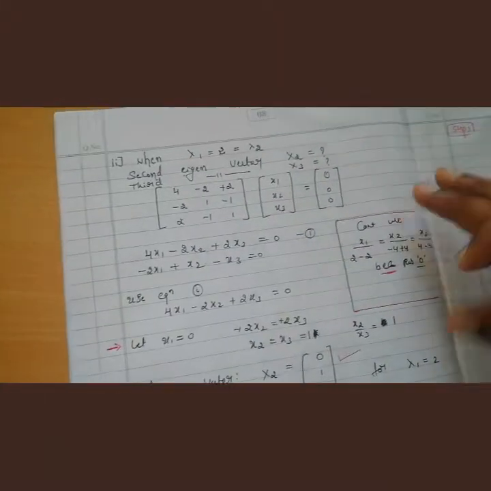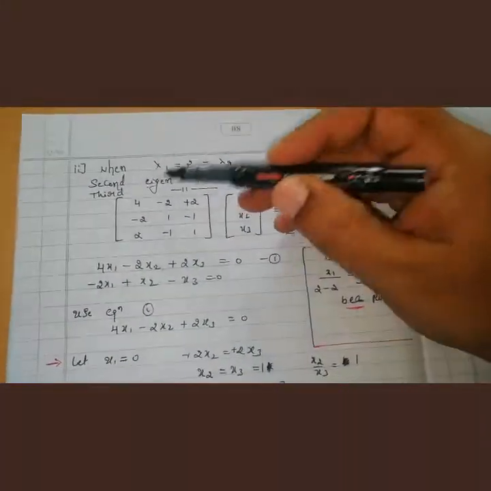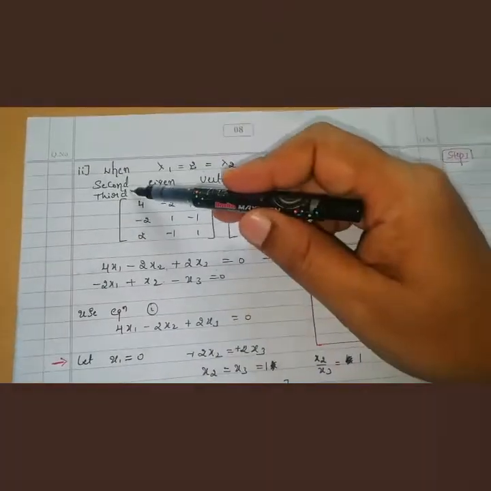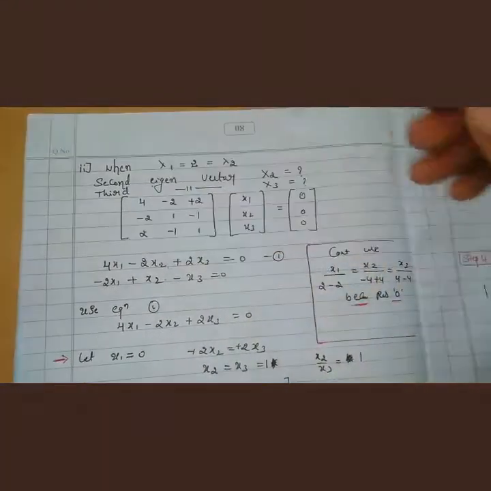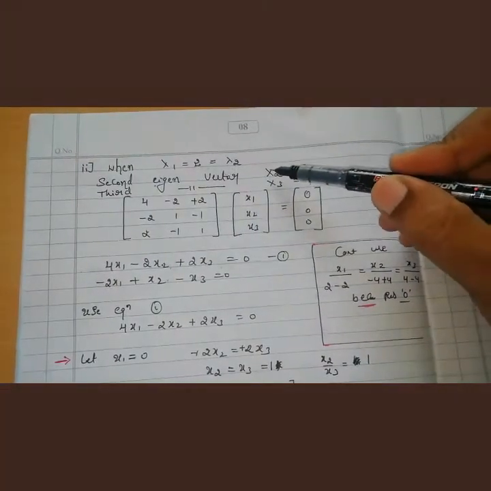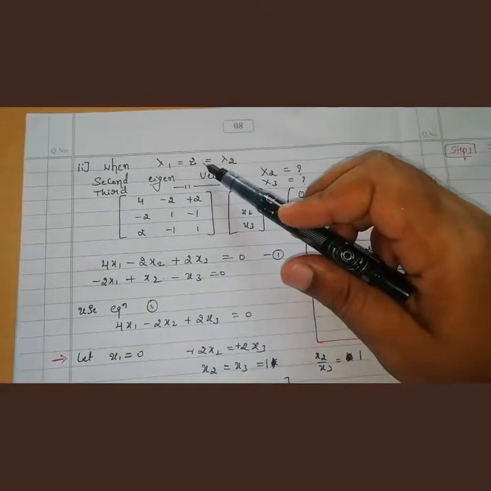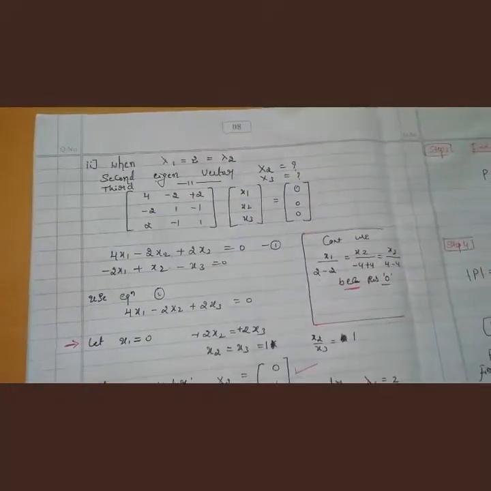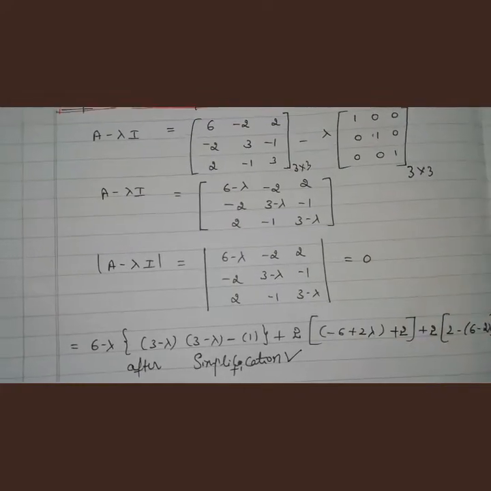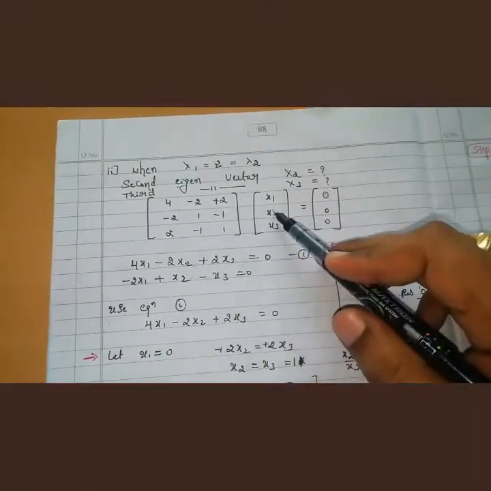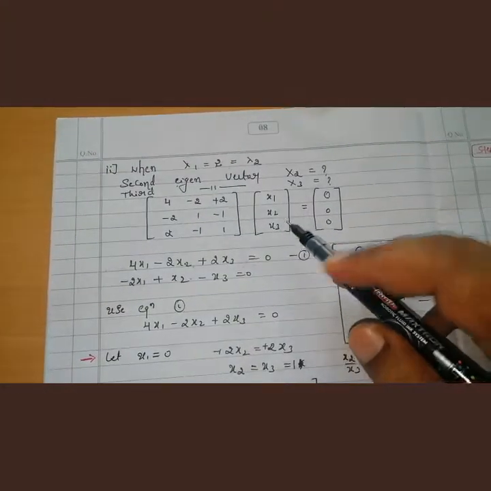Similarly, we will see when lambda is 2. This is the second case, when lambda 1 and lambda 2 are both the same. So we will find the second eigenvector as well as the third eigenvector. The second eigenvector is represented by x2, the third eigenvector by x3. So substitute lambda equal to 2 in the previous format. Here take this and substitute lambda equal to 2. So you will get this matrix, with the same x column matrix.